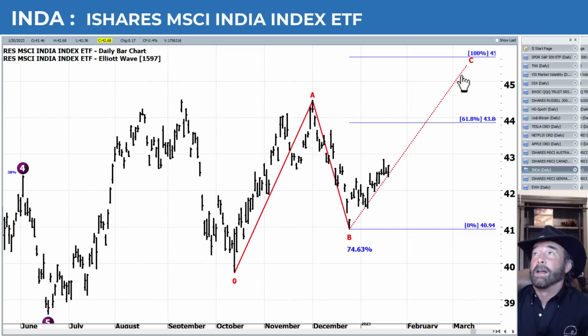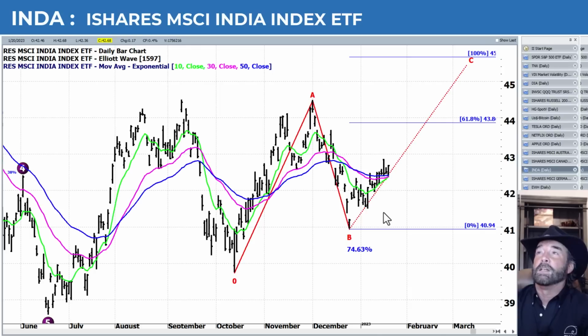You can see the dotted line here on the C-wave extension is a 45-degree angle, and we probably will have some resistance up here around 43.8 or 44 on that 61.8% extension. But as long as we continue to climb here on this 45-degree angle, we're above the 50-day moving average. We've consolidated there for a week, started to break above it. Same scenario here. Be looking to see if we get follow through on Monday.